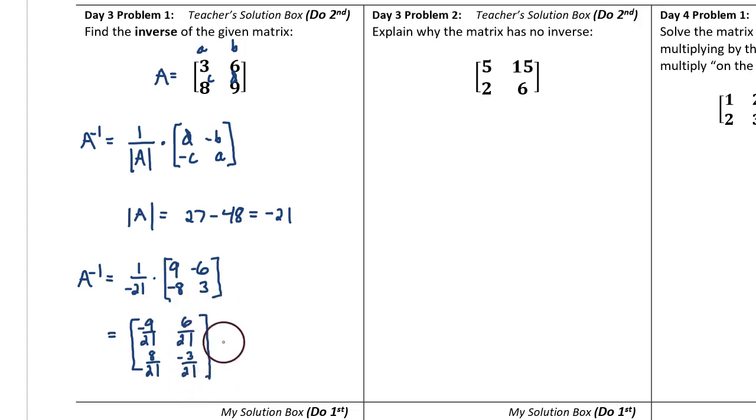A lot of these fractions are reducible, so let's reduce them. This makes negative 3/7. This makes 2/7. Down here is 8 over 21. And then over here in the bottom corner is negative 1 over 7.